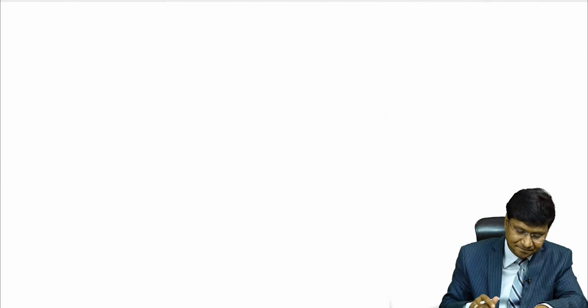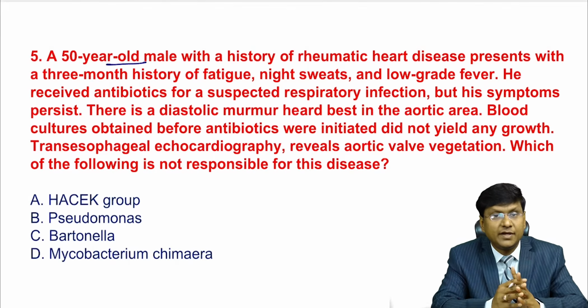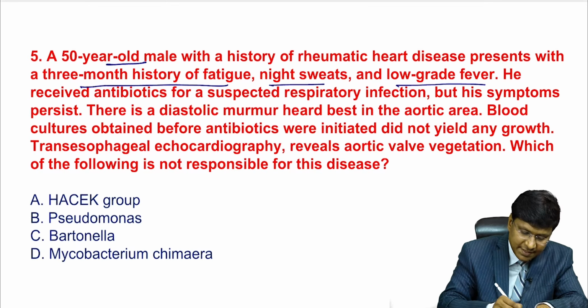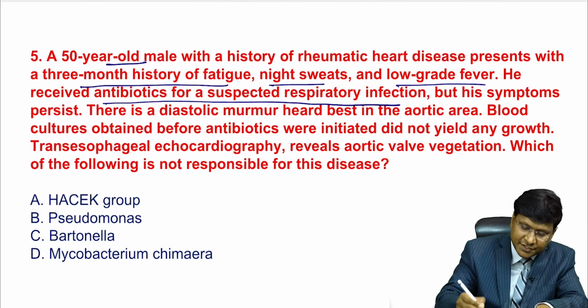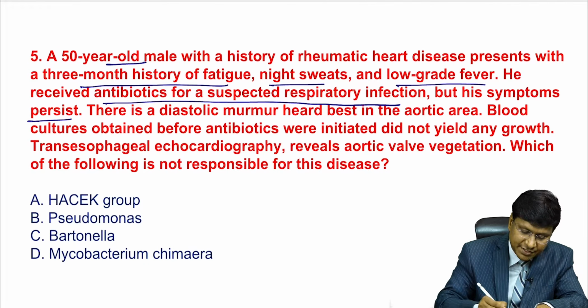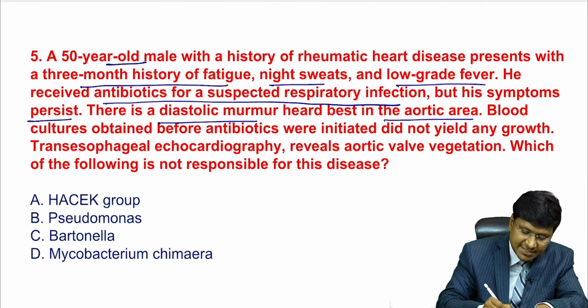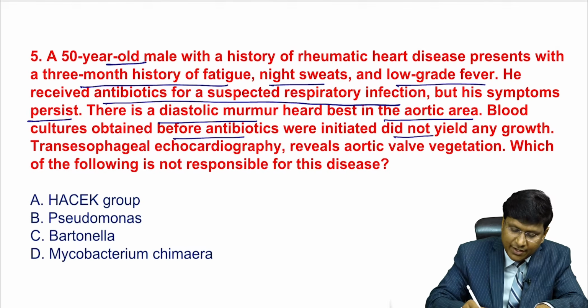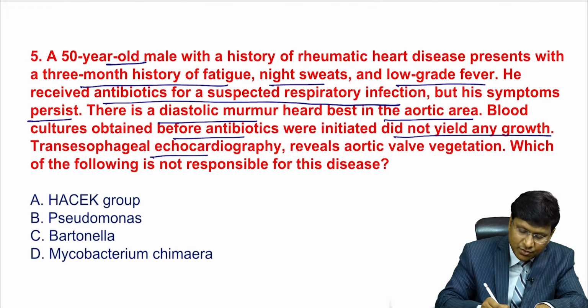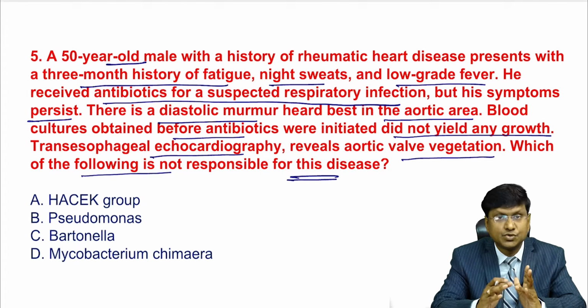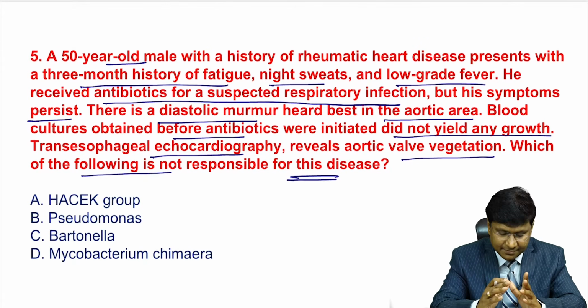Coming on to the next question. We have a 50-year-old male with a history of rheumatic heart disease who presents with a 3-month history of fatigue, night sweats, and low-grade fever. He received antibiotics for a suspected respiratory infection, but his symptoms are still persisting. There is a diastolic murmur heard best in the aortic area. Blood cultures obtained before antibiotics were initiated did not yield any growth. The transesophageal echocardiography revealed aortic valve vegetation. Which of the following is not responsible for this disease? The options are HACEK group, Pseudomonas, Bartonella, and Mycobacterium chimaera.